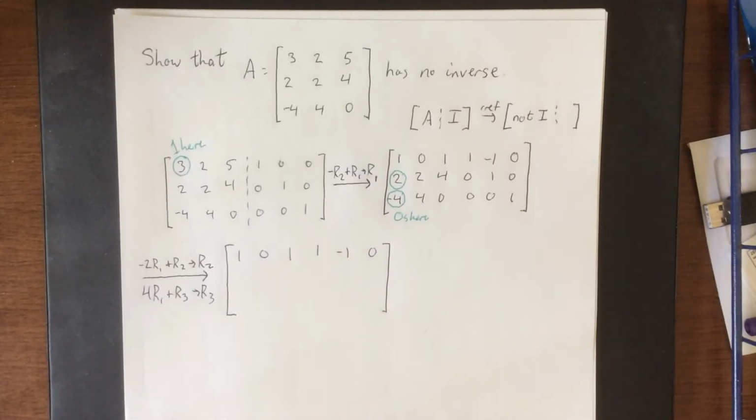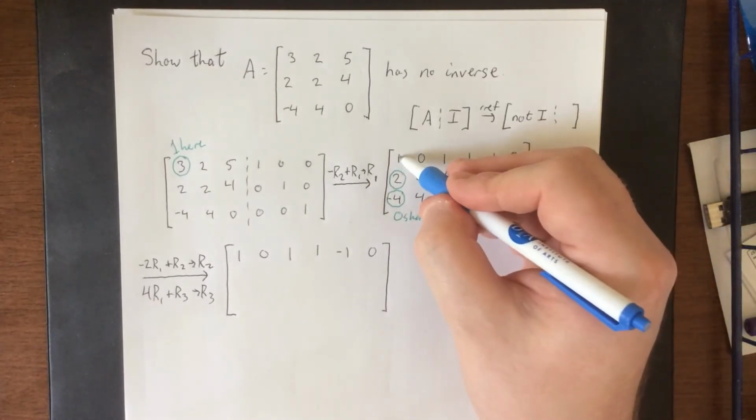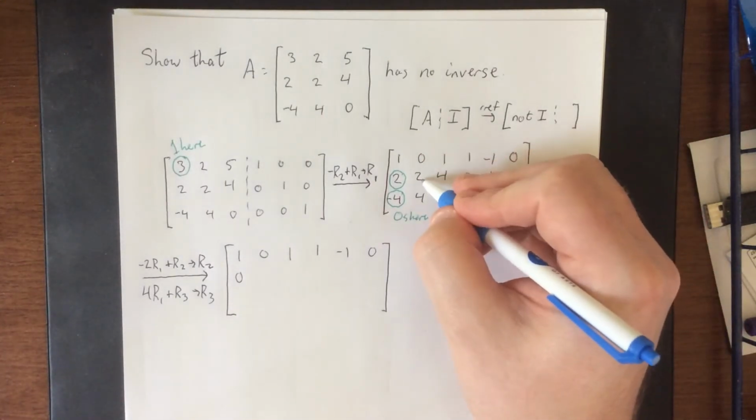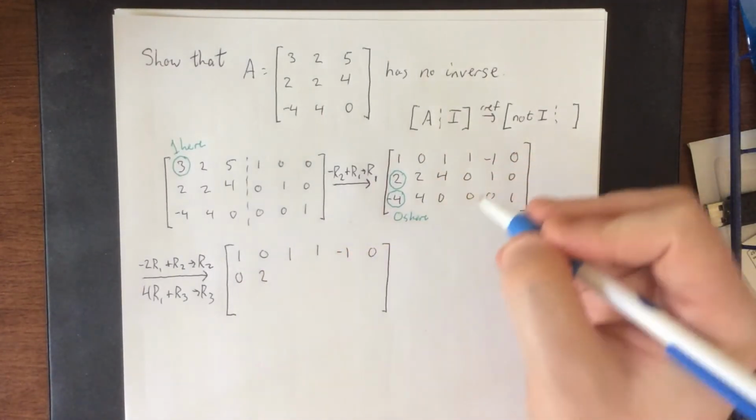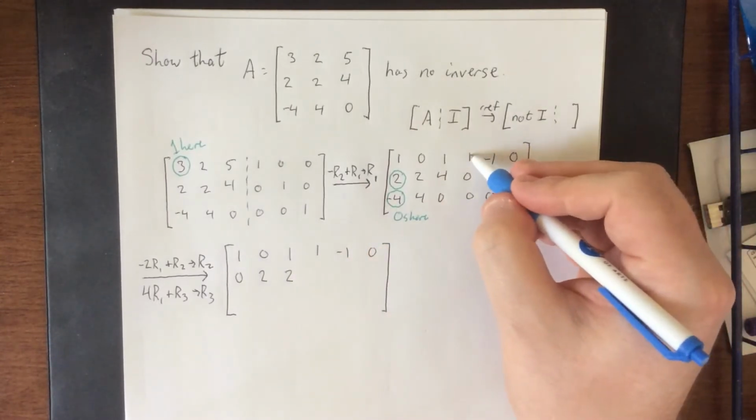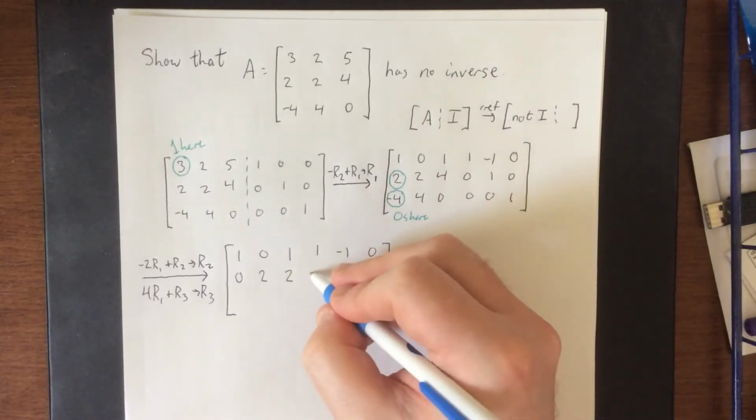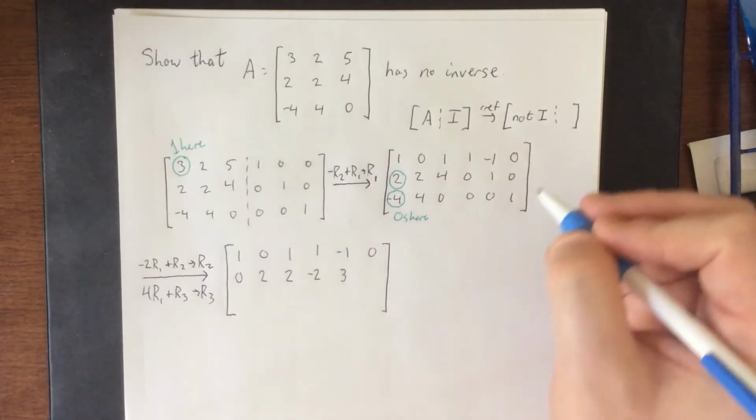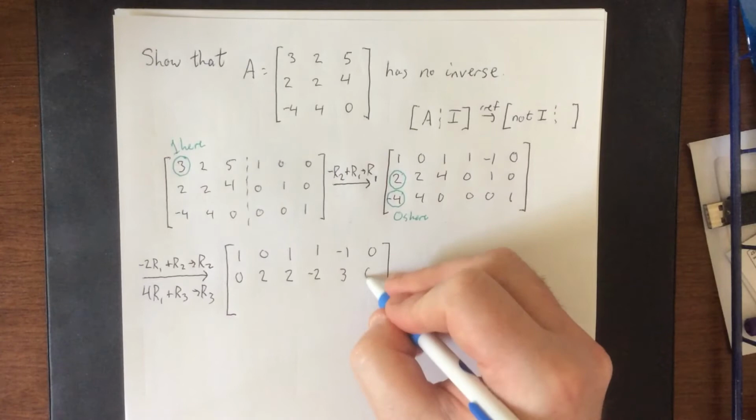So overall, first row is staying the same. For the second row, we're doing negative 2 times the first row and adding it to the second row. So negative 2 times 1, add to 2. Negative 2 times 0, add to 2. Negative 2 times 1, add to 4. Negative 2 times 1, add to 0. Negative 2 times negative 1, add to 1. And negative 2 times 0, add to 0.